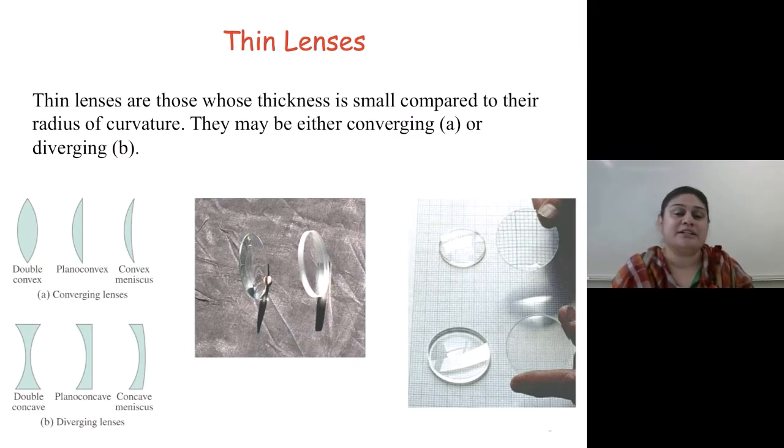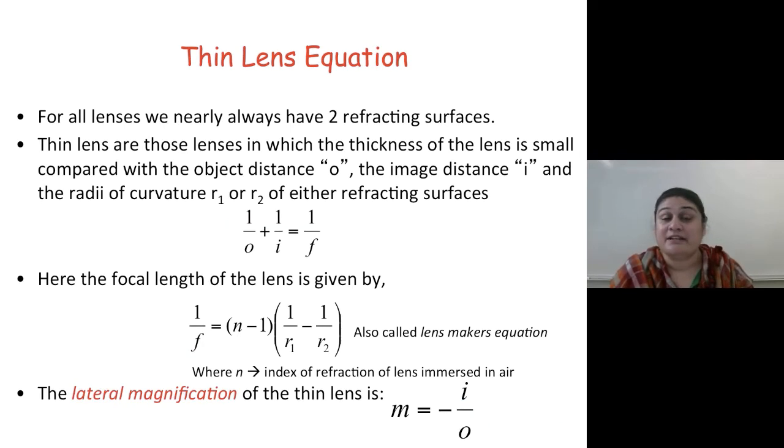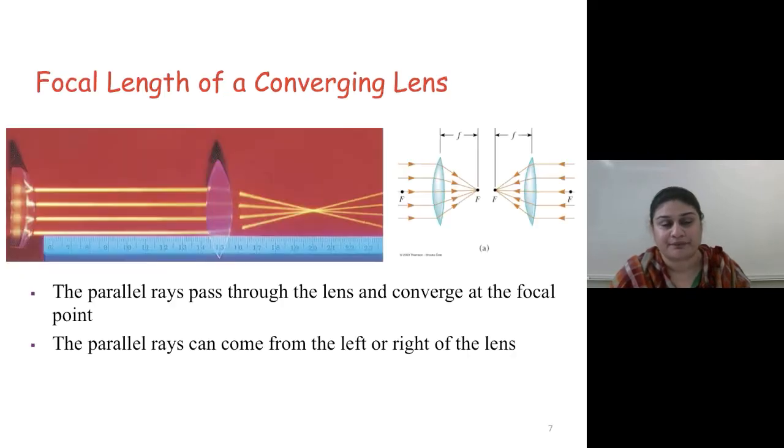Thin lenses are those lenses whose thickness is very small compared to the radius of curvature. They can be converging or diverging. Thin lens equation: for nearly all lenses we have two refracting surfaces. Thin lenses are those in which the thickness of the lens is small compared with the object distance and the image distance, so we can pretty much ignore the two refracting surfaces. So in this case we are going to use the mirror equation, but it's going to be called the thin lens equation. It is 1 over O plus 1 over I equals 1 over F. The lateral magnification also is given by I over O.